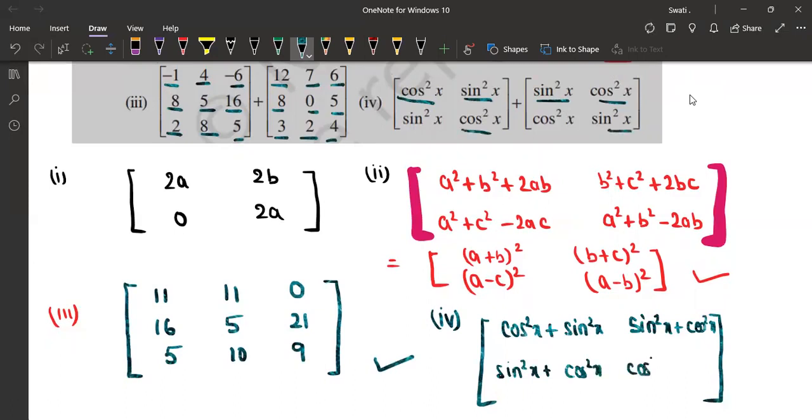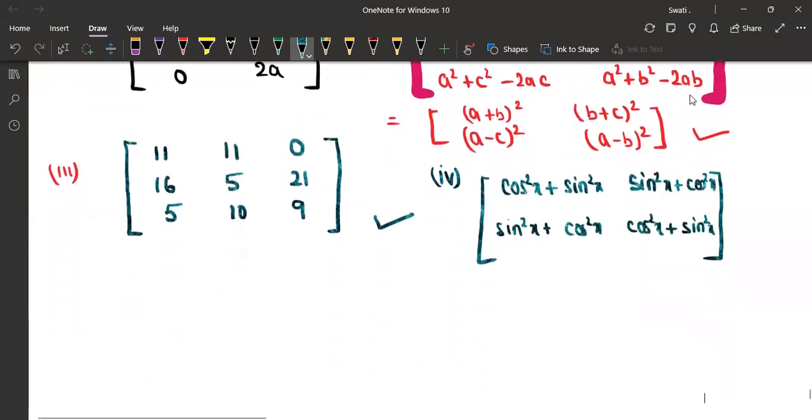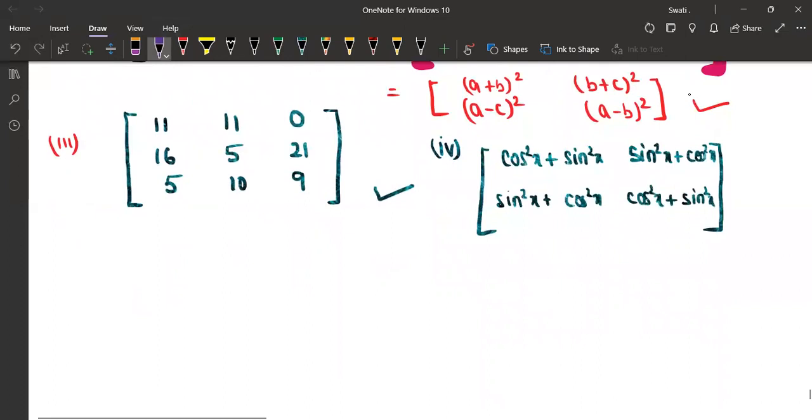But as soon as I write this, because I love the trigonometry topic especially, I feel like this is not looking good. We need to substitute something here. We know this is a very famous trigonometric identity, that cos square theta plus sine square theta is 1. So cos square x plus sine square x is also going to be 1. So this is 1, 1, 1, and 1. And we are done with this question as well.